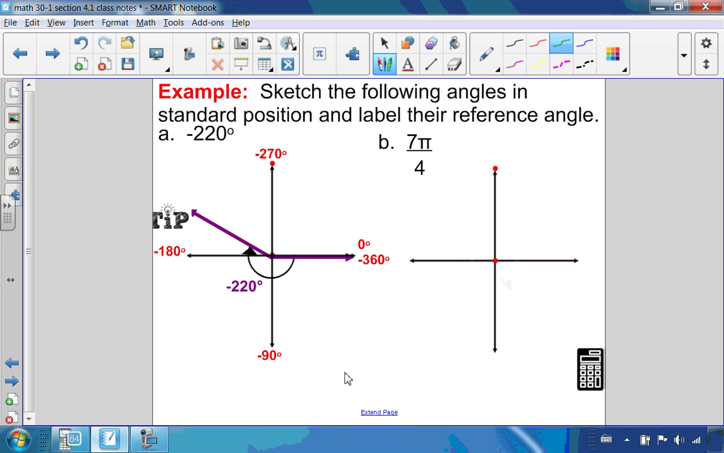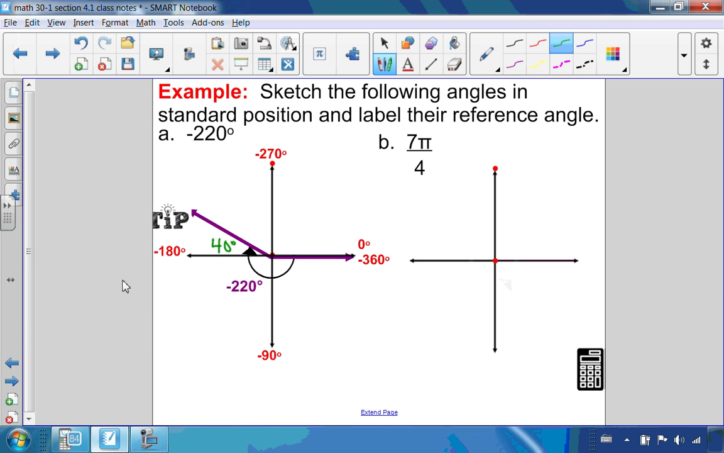So if I want to figure out, I want to sketch the angle, so I've done that, and I want to label my reference angle. So I can see I've gone past negative 180 to get to negative 220. So I just want to figure out how much past I've gone. So what I've done is I've gone 40 degrees past.